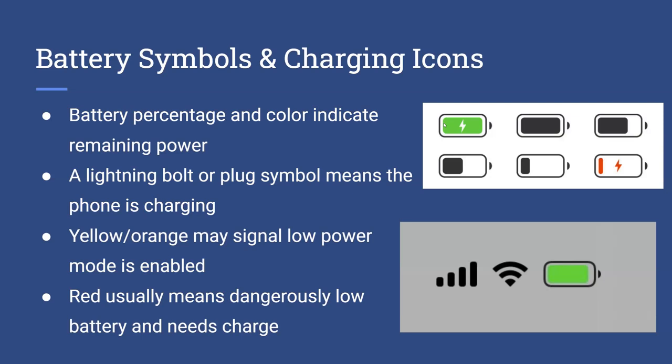Yellow, orange, or red may signal low power mode is enabled. And red usually means that there's a really low battery percentage. So this is one thing that I didn't talk about, but if you see a yellow battery percentage, that just means that either low power mode was enabled by default or you manually enabled it. So don't worry if you see that.